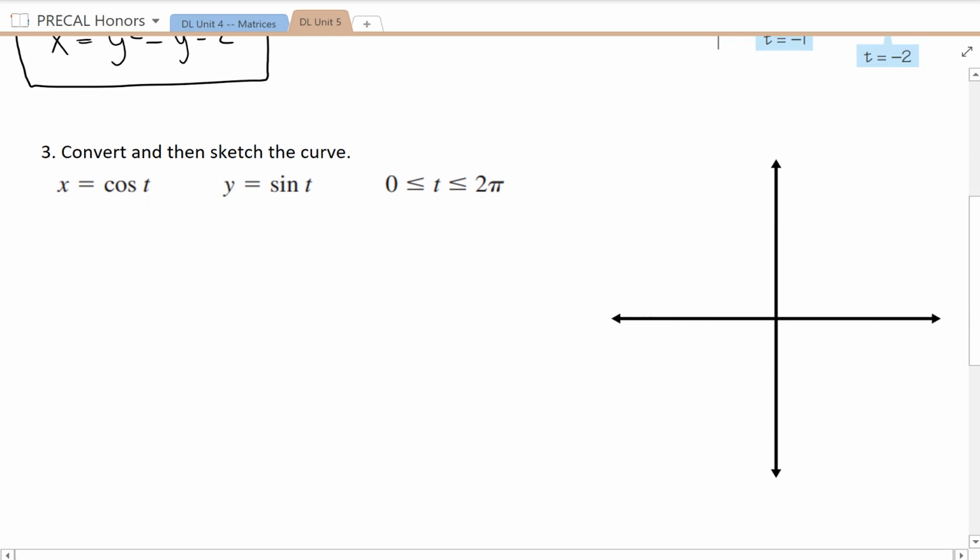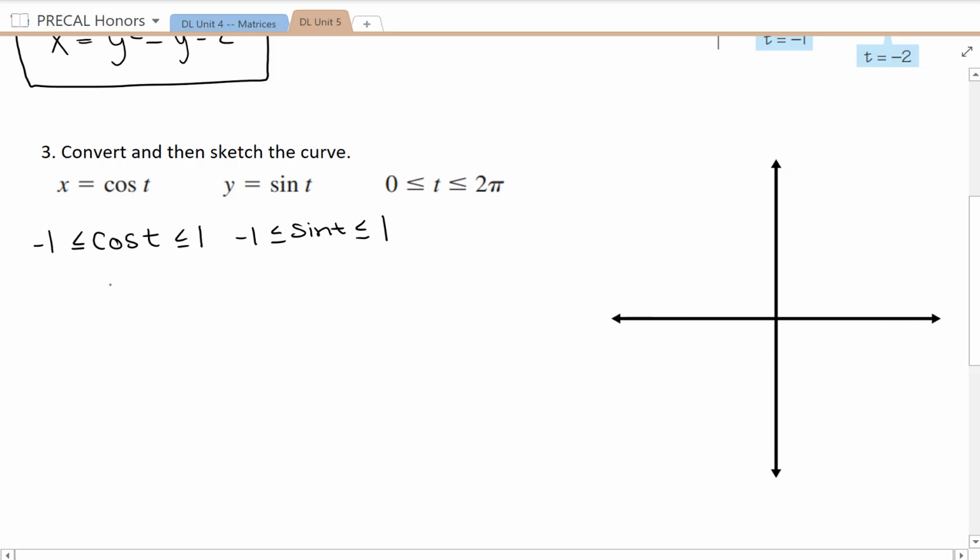Now we're going to convert and then sketch the curve. First of all, when it comes to trigonometric equations as part of our parametric equations, we need to think about the restrictions and how that's going to affect the rectangular graph. For example, cosine of t is never less than -1 or greater than +1. Now, sine of t also has those same restrictions. This is excluding transformations. This is just the parent function.